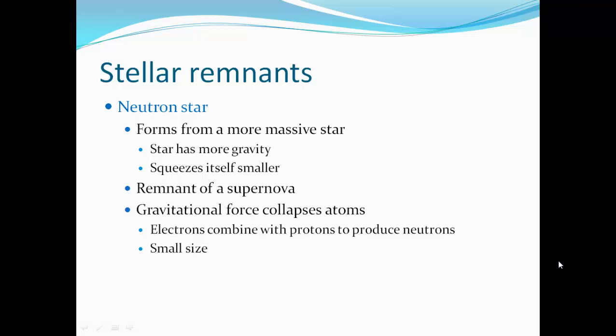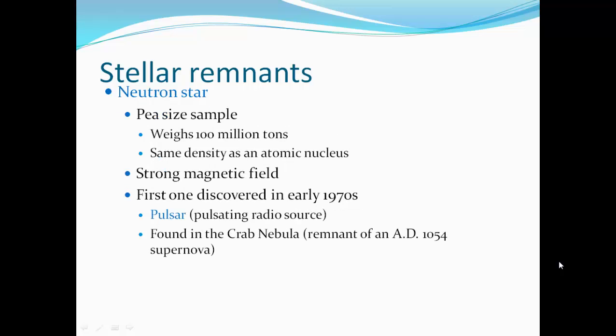A neutron star forms from a more massive star. Such stars have more gravity, which squeezes the star smaller. It is the remnant of a supernova. Gravitational force collapses atoms. Electrons combine with protons to produce neutrons, and it's very small in size. A pea-sized sample weighs 100 million tons. The sample density is the same as the density of an atomic nucleus.